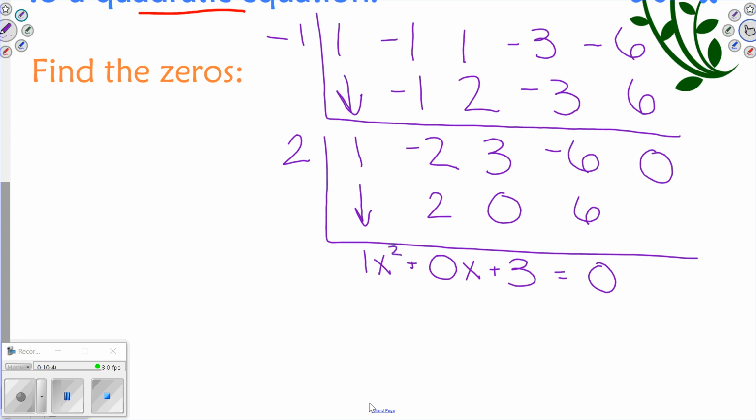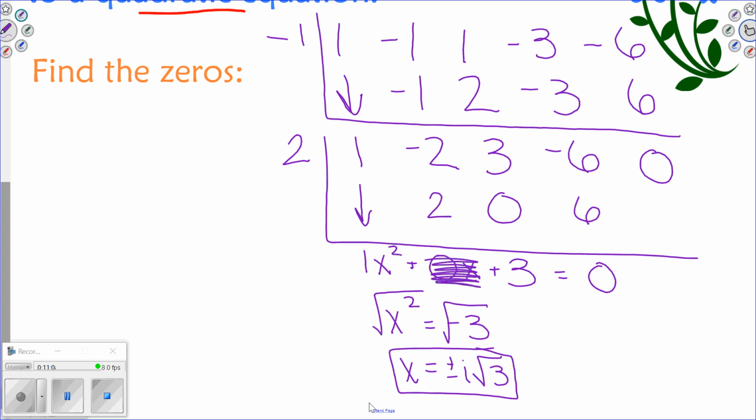Now, is there something sitting there that I can kind of ignore? Yeah, that 0x, he honestly just gets in my way. So let's ignore him for a minute. And I have x squared plus 3 equals 0. Good. So x squared equals negative 3. Square root of both sides. So x equals I radical 3.